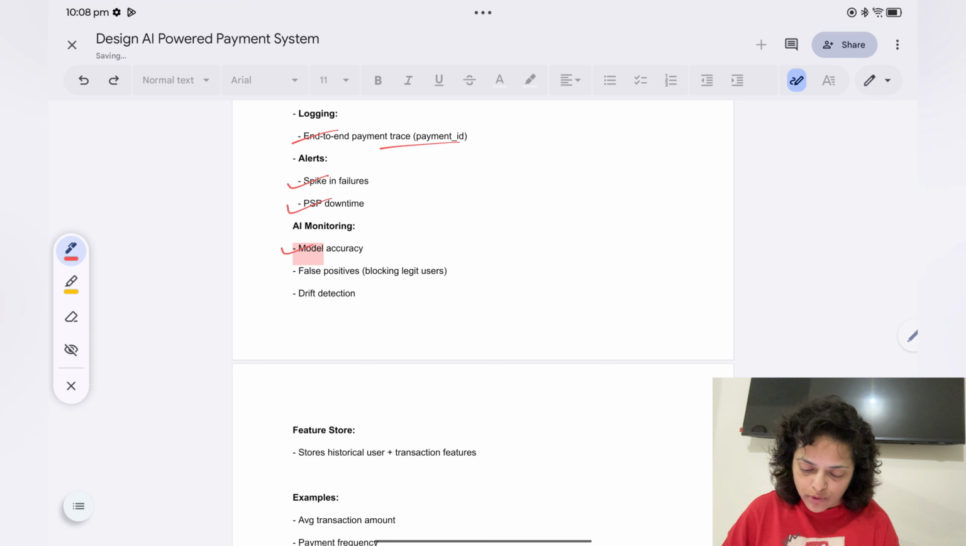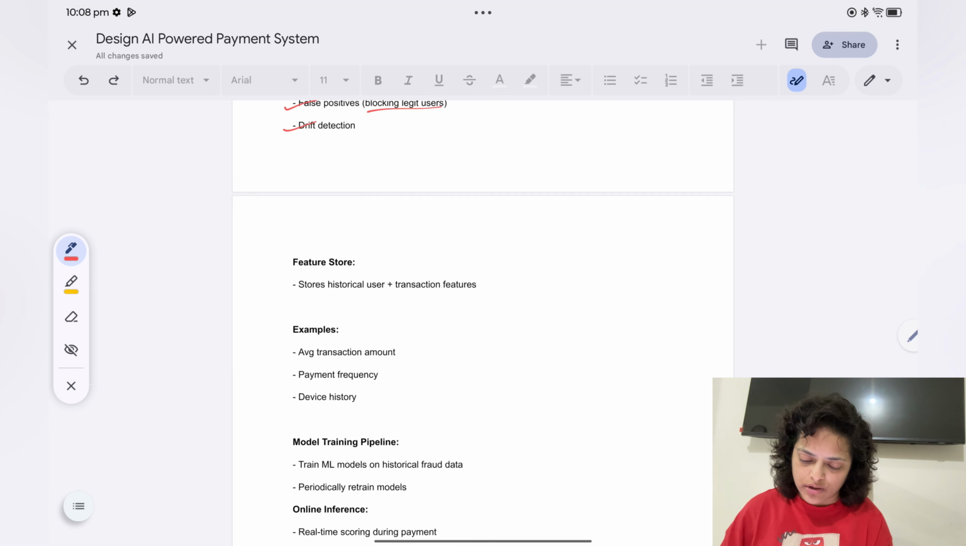AI monitoring, so model accuracy, how your model is working. False positives, blocking legit users, that would be a false positive case, meaning the model has predicted something which is wrong, so we will monitor how many times it is giving that. And then drift detection, meaning if there is any mismatch.